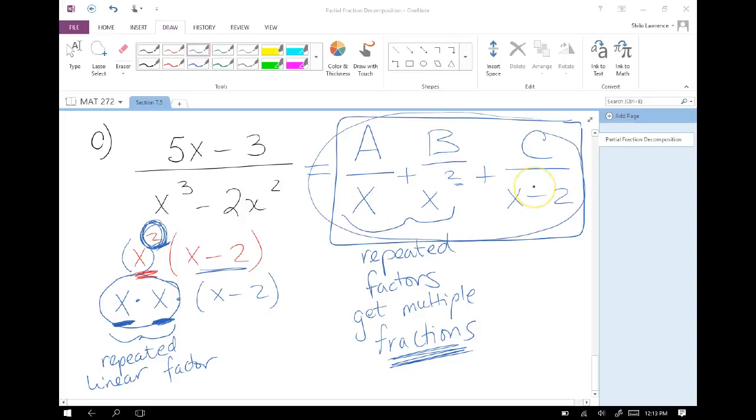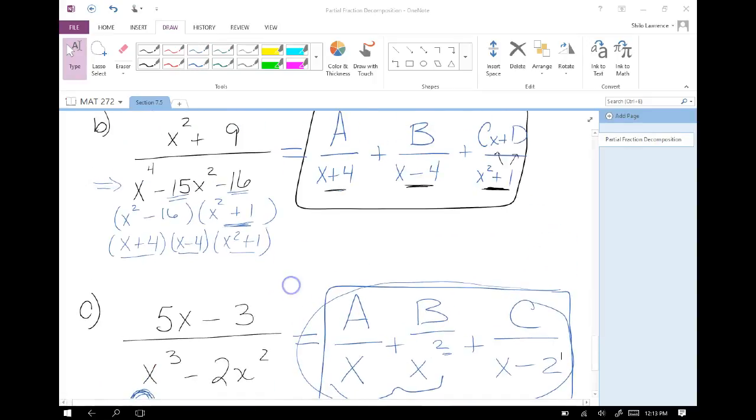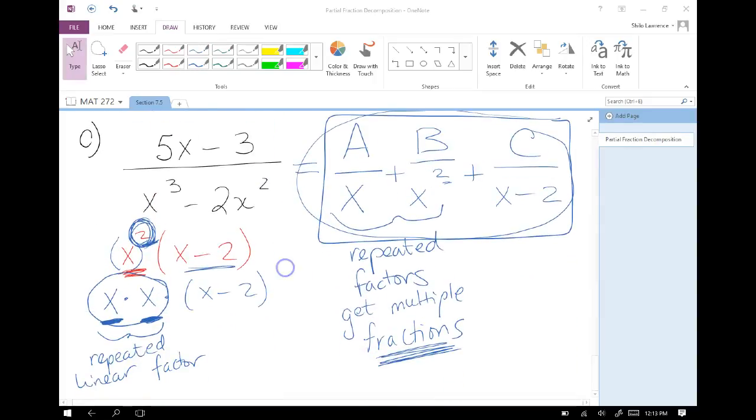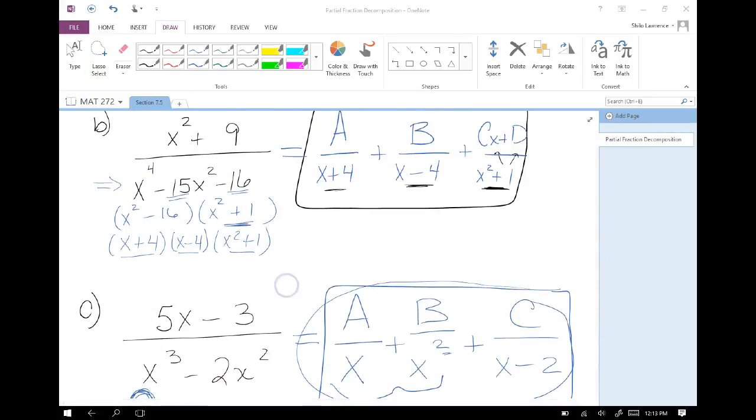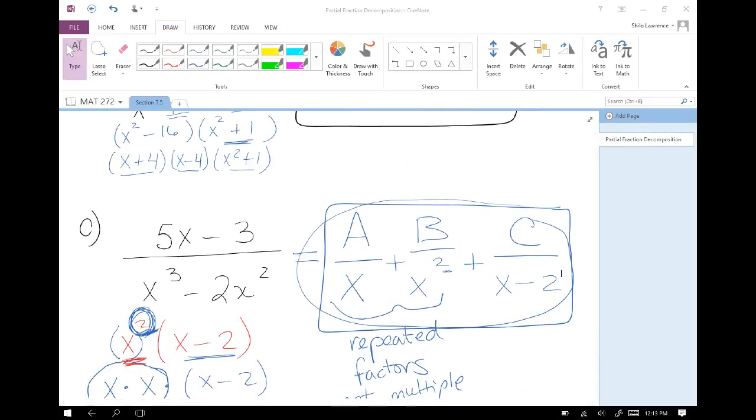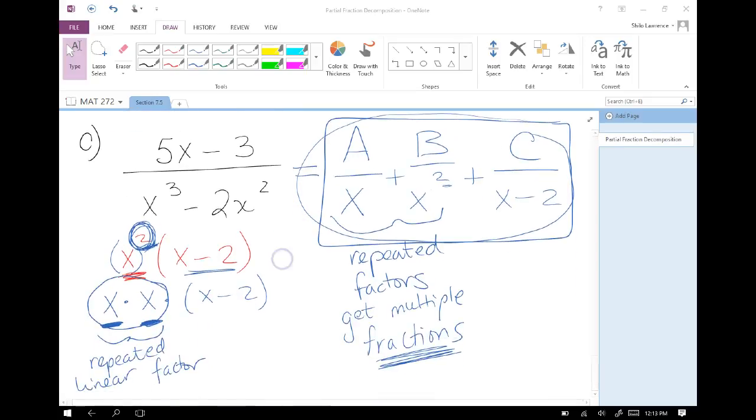All three of those are easily integrable. Turns into a log, a power rule, and a log. So you can see how all of these, once we get them separated, are much easier to integrate. So this is a very, very useful technique for integration. Most of the work is algebra work, though. Probably 80% of the work that we're going to do with the partial fraction decomposition is algebra work.